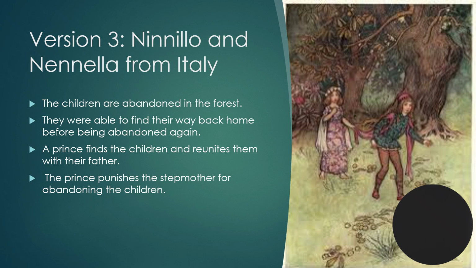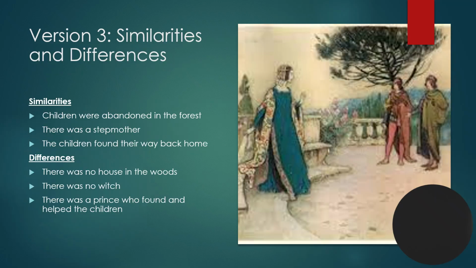Version 3, Nanillo and Nanella from Italy. The children are abandoned in the forest. They were able to find their way back home before being abandoned again. A prince finds the children and takes them to the palace and reunites them with their father, and the prince punishes the stepmother for abandoning the children.